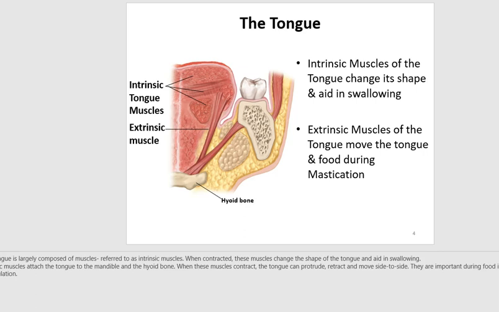There are also extrinsic muscles that attach the tongue to bones, to the mandible and to the hyoid bone. When these muscles contract, the tongue can protrude, retract, and move side to side. These muscles are important then during ingesting food, like licking an ice cream cone, and during manipulation of food.